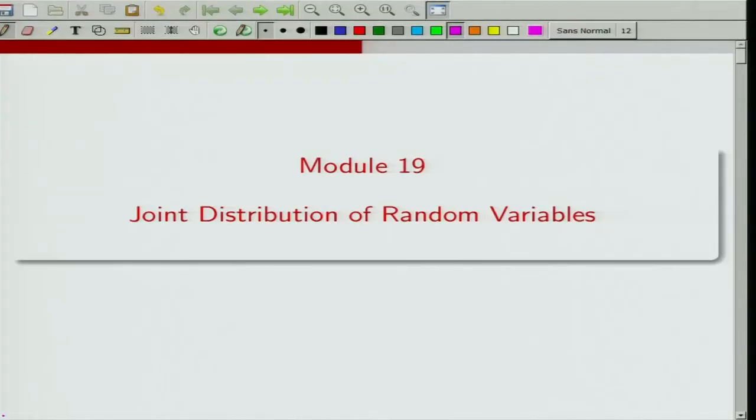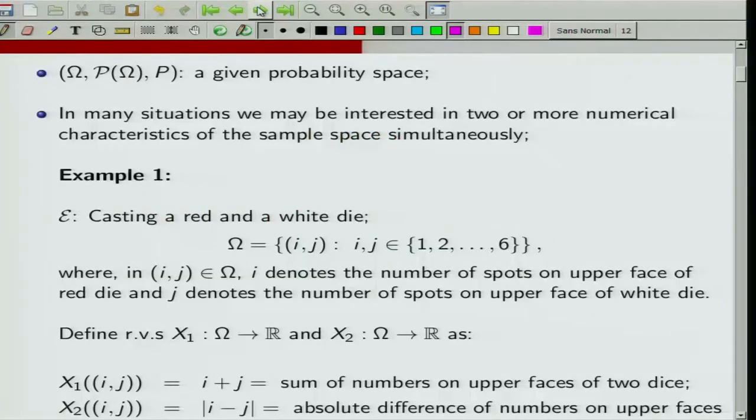So, welcome to module 19. This module is about joint distribution of random variables. Suppose I am given a probability space (omega, P). Now, what may happen in many situations is we may be interested in two or more numerical characteristics of the sample space simultaneously. To illustrate this, consider the following example.